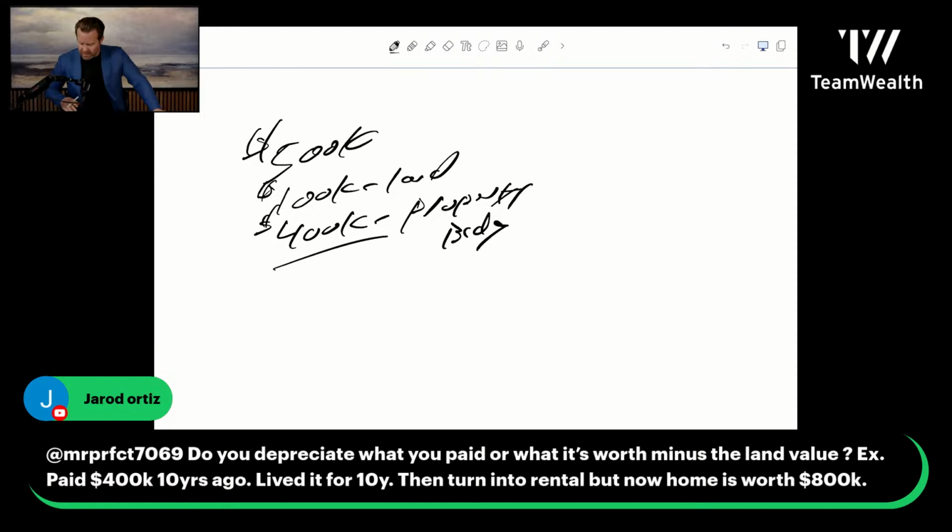This is Mr. Perfect. If you paid 400K for it 10 years ago, and let's say 75K of that was land value, you're going to have 325K that you can depreciate.